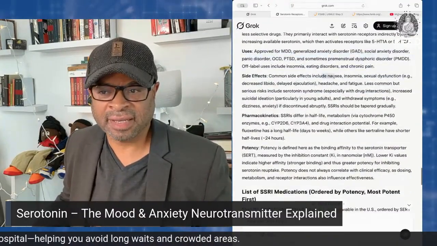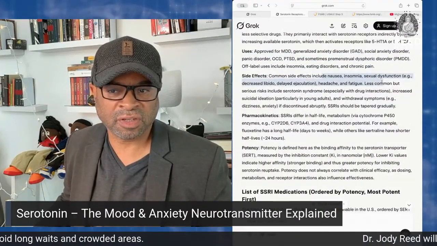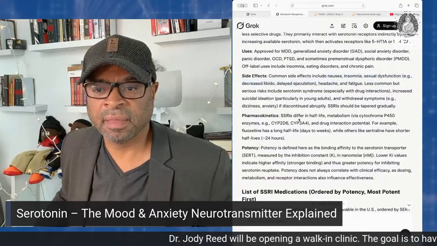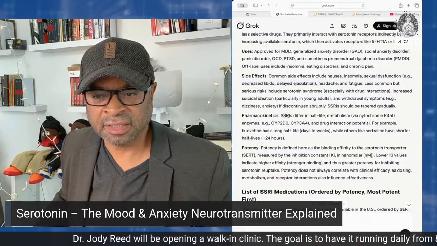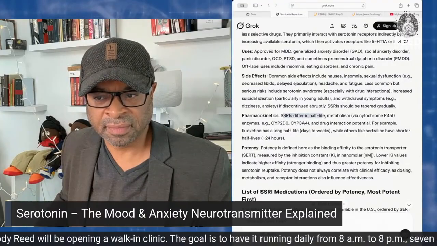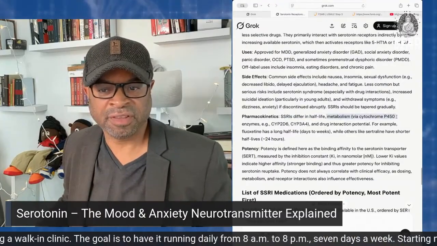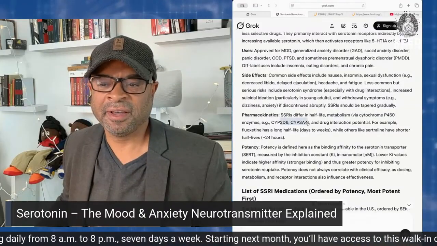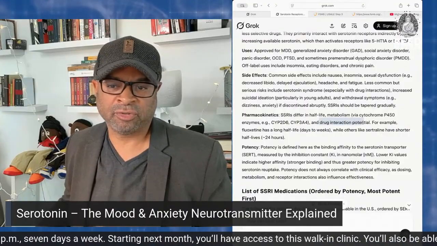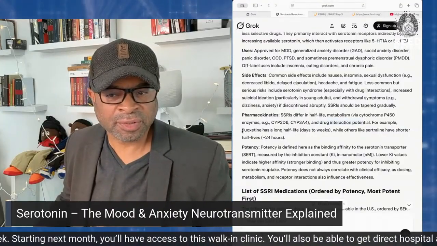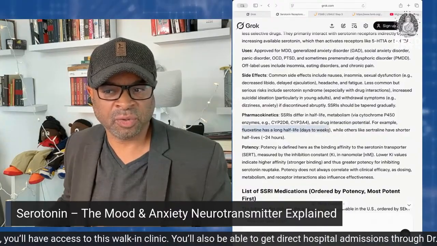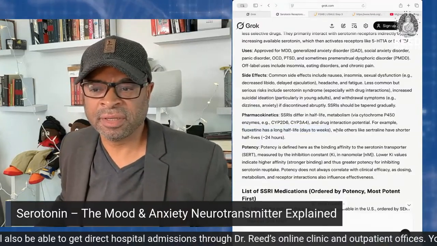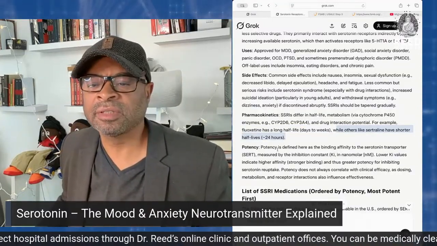Side effects: lightheadedness, nausea, vomiting, dizziness, some sexual dysfunction, decreased libido, possible weight gain, a typical side effect profile. But look, SSRIs have different half-lives. Metabolism is via the cytochrome P450 system, mainly the 2D6 and the 3A4 pathways, and it interacts with potential drugs. See, Prozac has the longest half-life, days to a week. They even have a tablet called Prozac Weekly that you take once a week. There are some versions that have a half-life less than 24 hours.